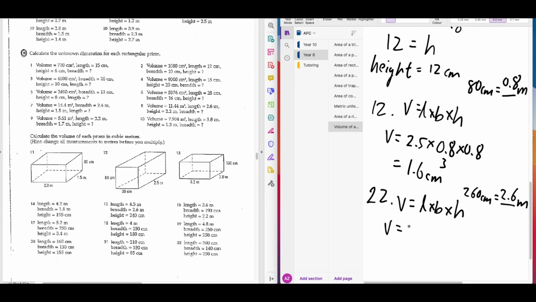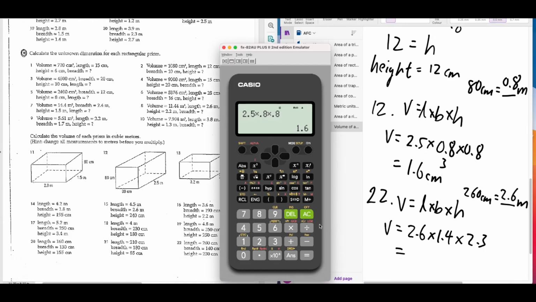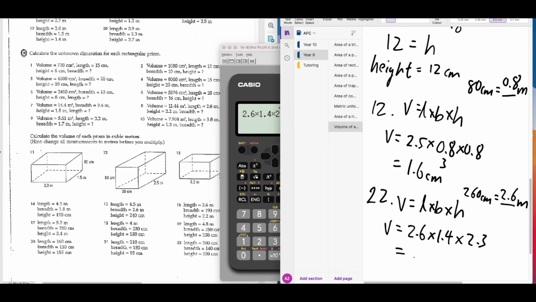So the length is going to be 2.6 meters times the breadth, which is, you divide this by 100, right? Because it's 140 centimeters, so it's going to be 1.4 times the height. 230 centimeters converted to meters divided by 100, so it's 2.3. And what's the answer? Well, that I can't do in my head. So 2.6 times 1.4 times 2.3. What do you get? 8.372 centimeters cubed.